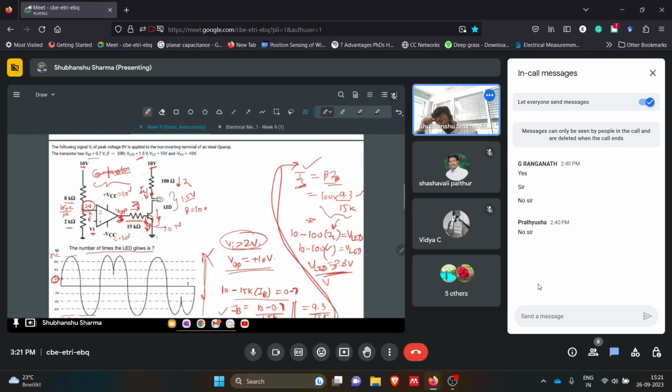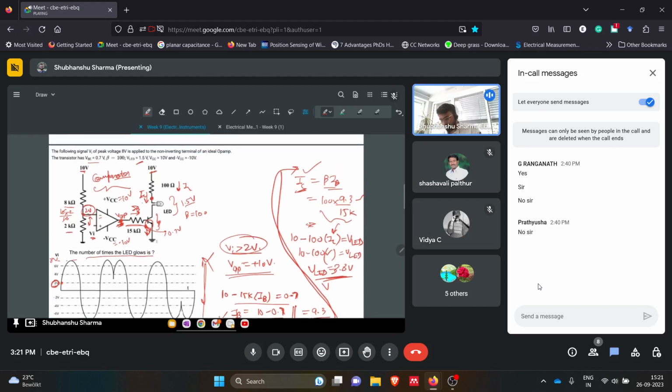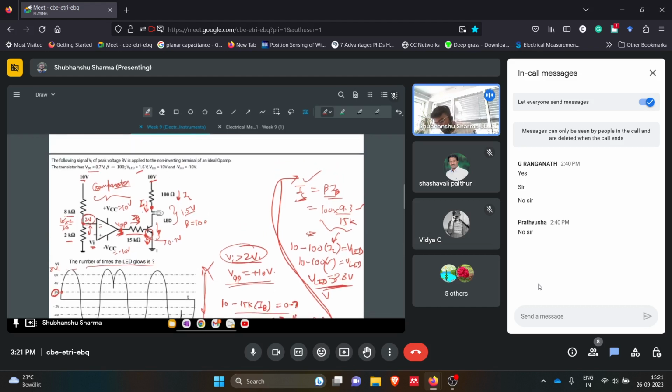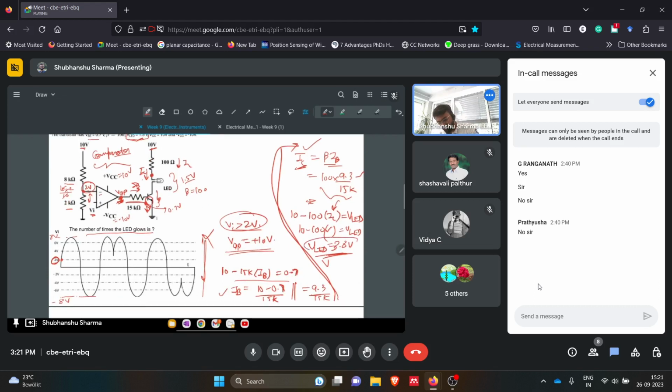But how much voltage is required for this LED to glow is given in this question. If we maintain a value of 1.5 volts across this LED, then it will glow. We are getting 3.8 volts, which is definitely greater than 1.5 volts, the forward bias voltage of this LED diode. That means in this configuration we are able to maintain the glow of the LED when we are maintaining 3.8 volts here.